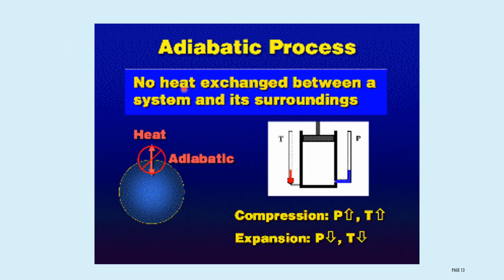Adiabatic process: no heat is exchanged between a system and its surroundings. Adiabatic process means there is no exchange of heat between system and surroundings. Here consider the piston. When it is compressed, then pressure and temperature increase, and volume decreases. When it expands, then pressure and temperature decrease, and volume increases. That one you have to remember.